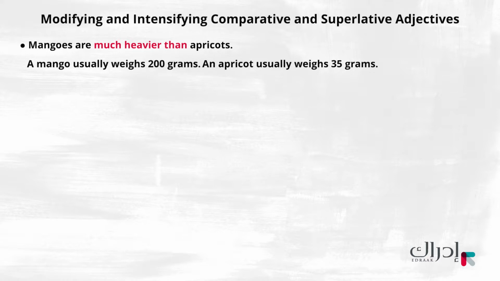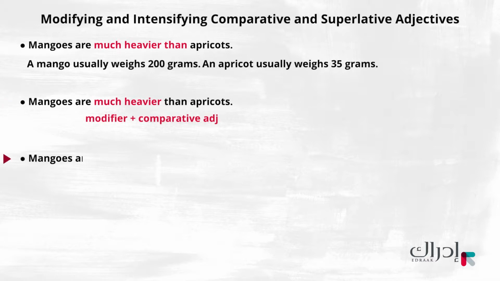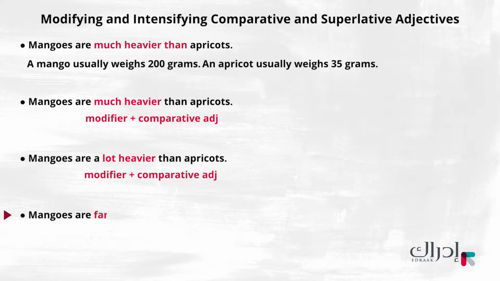We can also use the following words to show a big difference. Mangoes are much heavier than apricots. Mangoes are a lot heavier than apricots. Mangoes are far heavier than apricots.